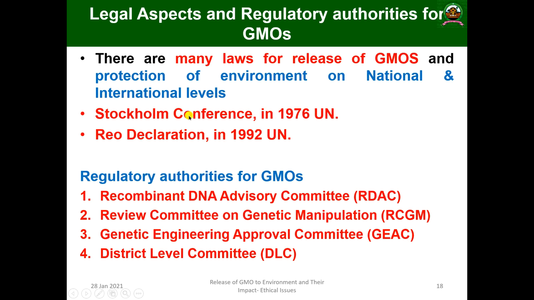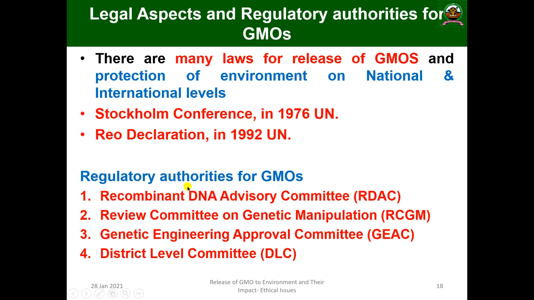Okay, there are so many conferences exclusively dedicated to discussing the regulatory aspects and the parameters that need to be strictly followed while regulating or releasing genetically modified organisms, due to all these properties we have seen. Okay, the first one is the Stockholm Conference of the United Nations in 1976, and the Rio Declaration in 1992, United Nations, and many more similar ones.